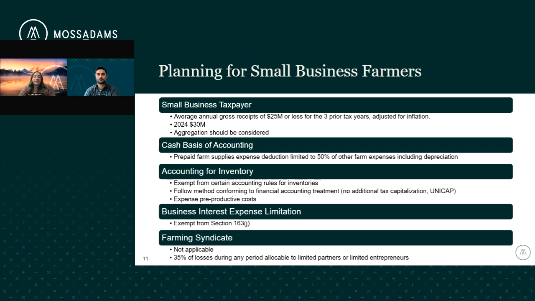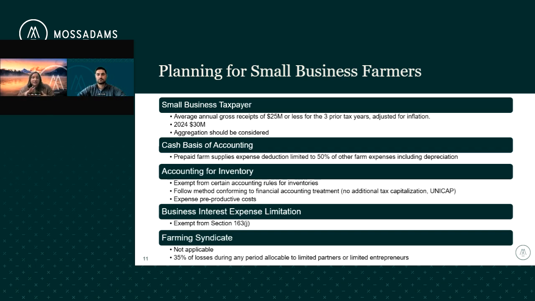You're also allowed to expense your pre-productive costs. So if you're technically not a small business farmer, there is a separate election that is irrevocable that can be done for this. However, that specific election requires all assets to be on the ADS method. So it's a little bit more convoluted than that, but if you're a small business taxpayer, you get the benefit.